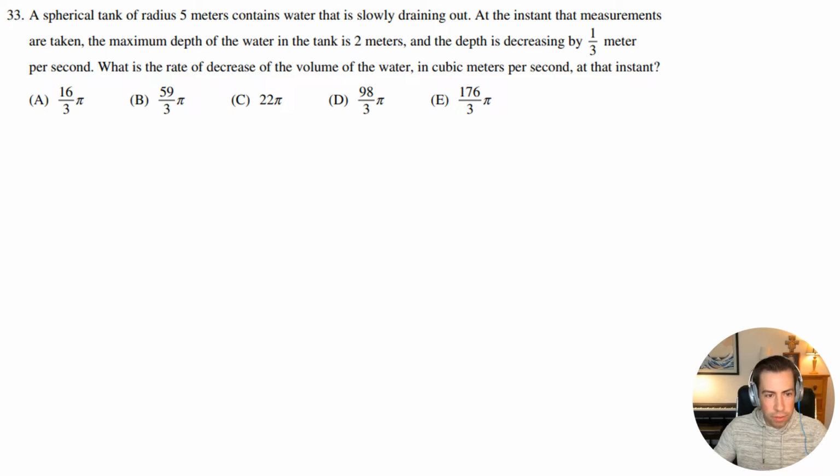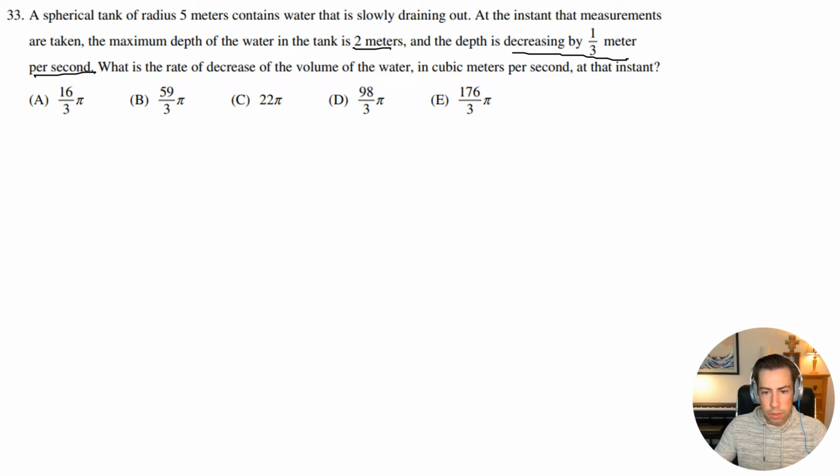You have a spherical tank of radius 5 meters that contains water that's slowly draining out. At the instant that measurements are taken, the maximum depth of the water in the tank is 2 meters, and the depth is decreasing by 1/3 meters per second. What is the rate of decrease of the volume of water in cubic meters per second at that instant?